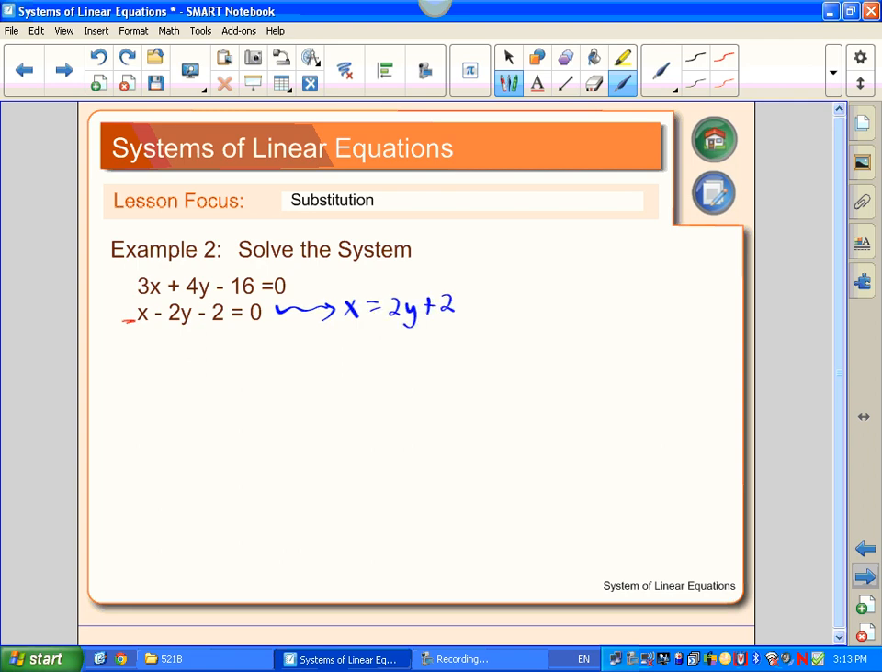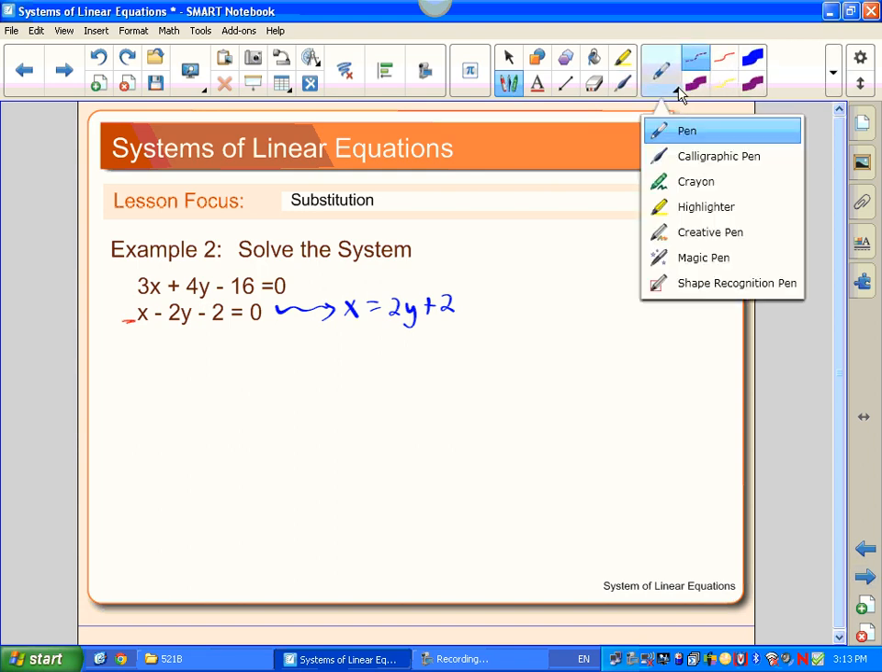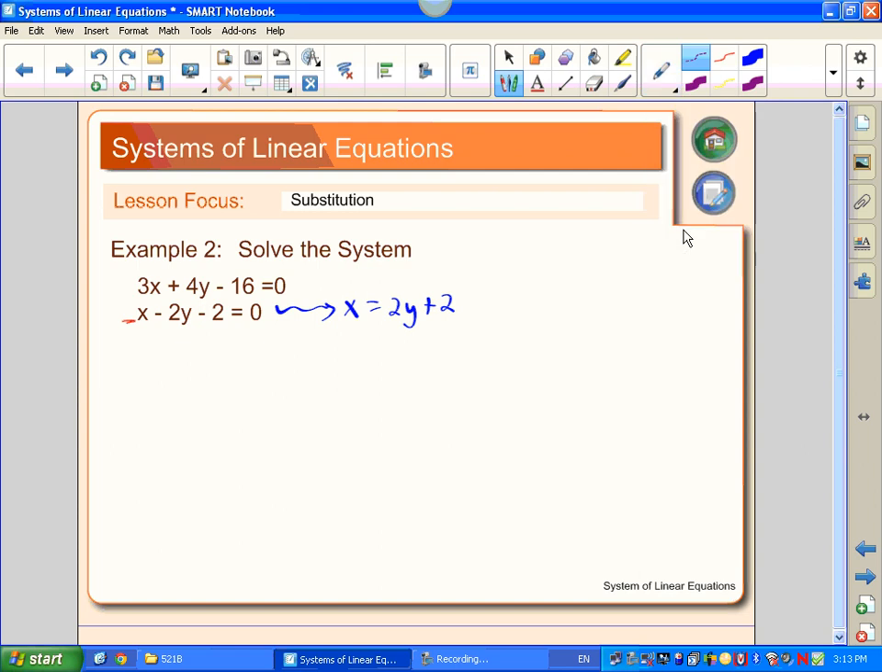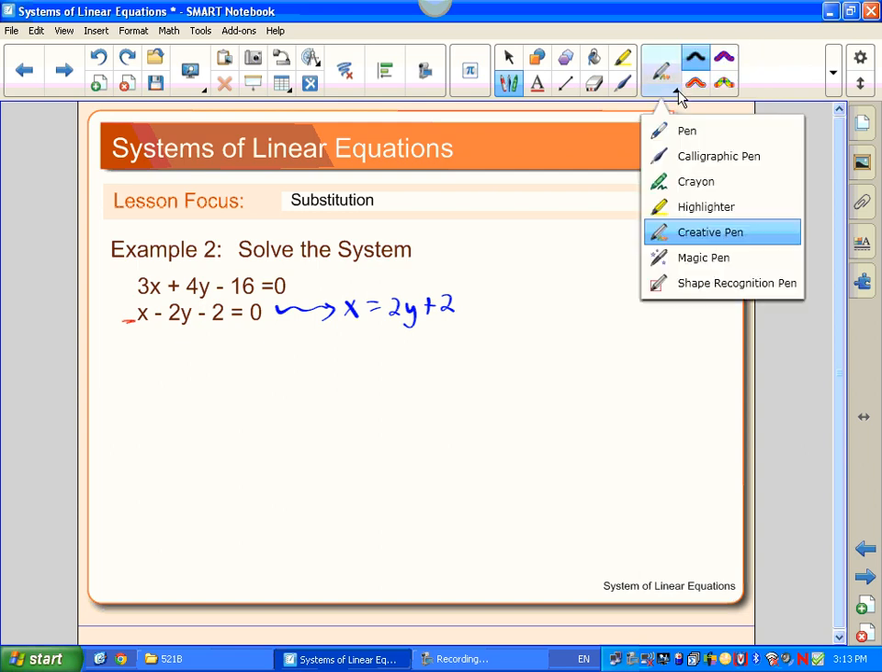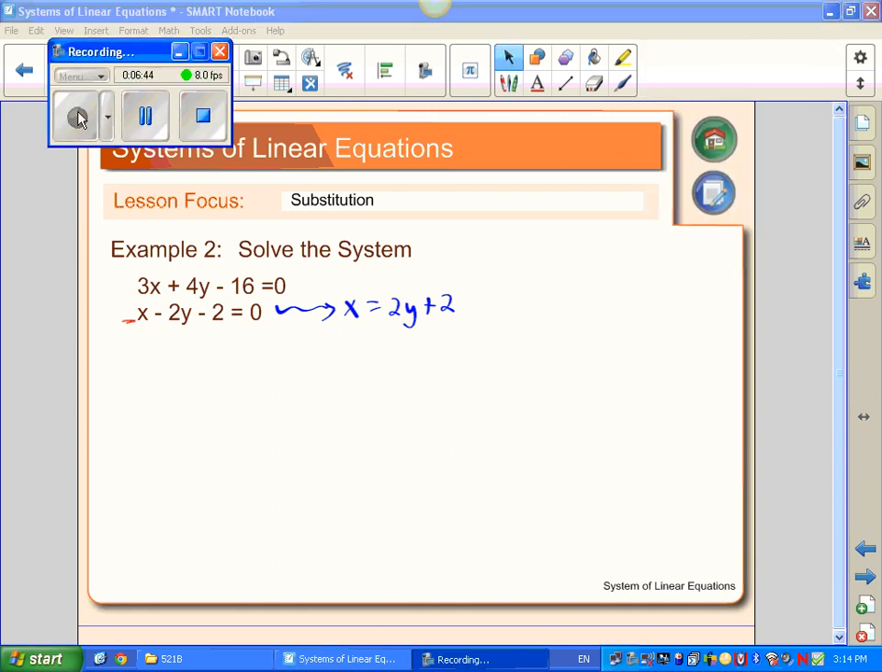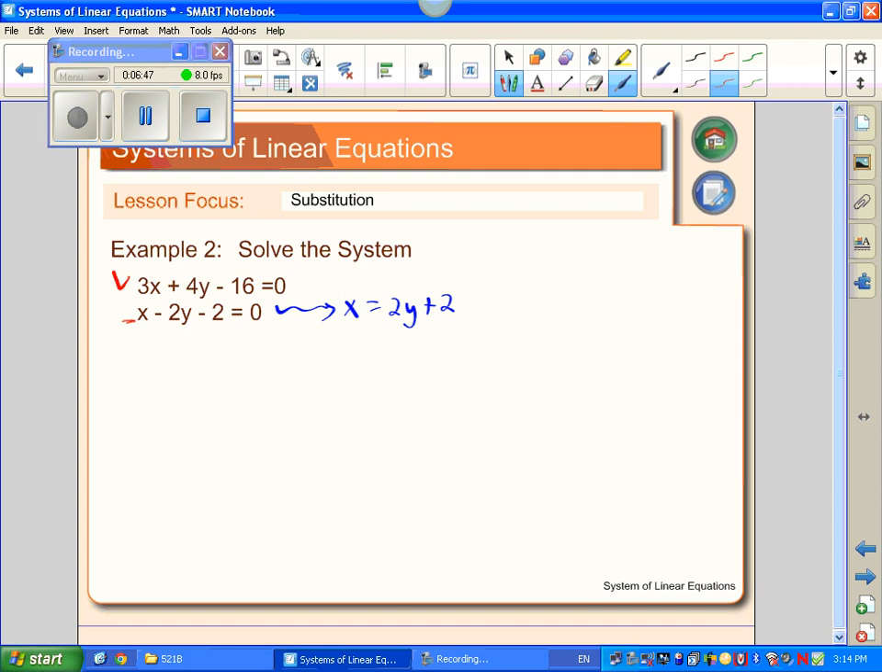That means when I'm dealing... pause here for a moment. So I'm going to use this equation, the one I didn't use yet. So 3x plus 4y minus 16 is equal to 0. Wherever there is an x, I'm going to put in 2y plus 2. So this is 3 times (2y plus 2) plus 4y minus 16 equals 0.